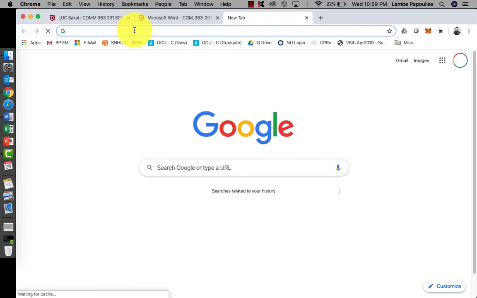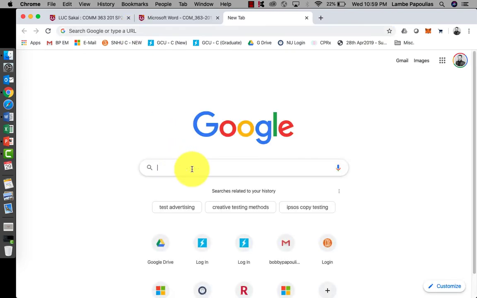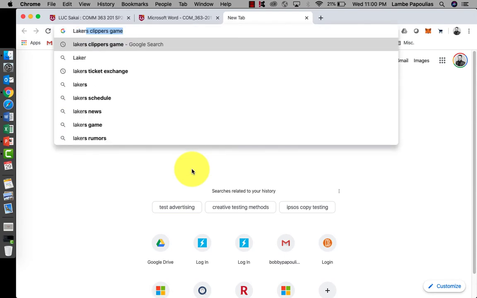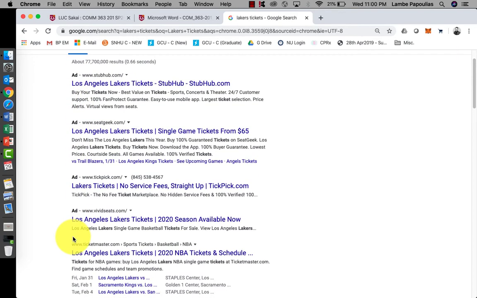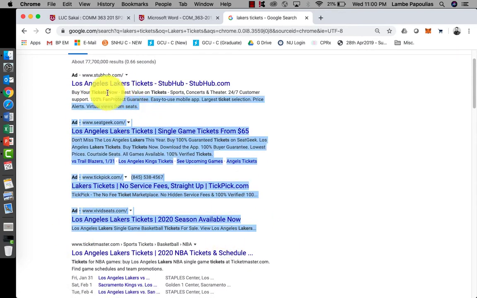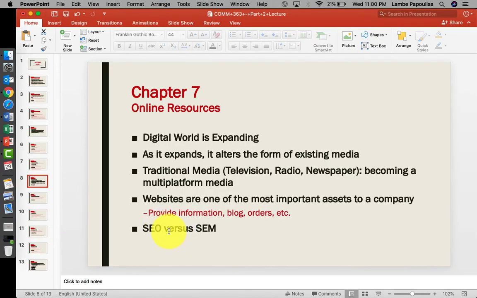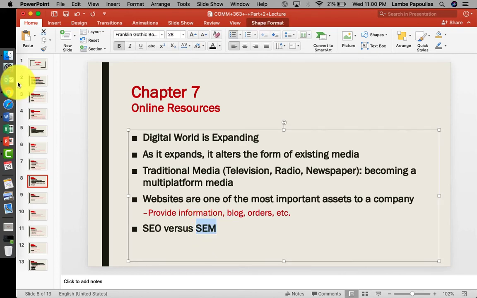Let's take a look here. So you come to Google, and if you want to put in, let's say, Lakers tickets. I'm a big Lakers fan. So here you can see all these ads pop up. So these 4 ads are your search engine marketing, SEM.